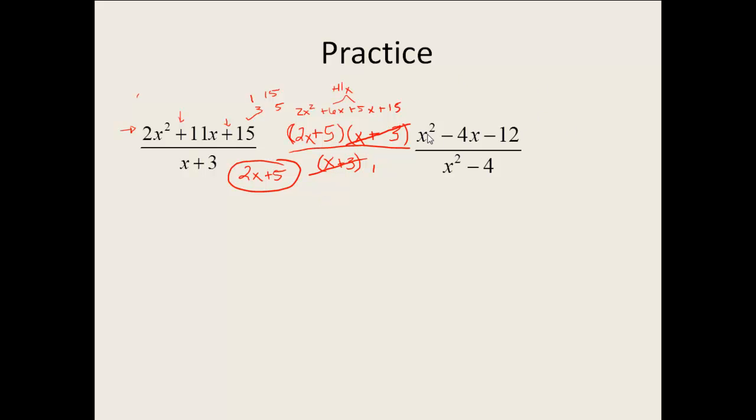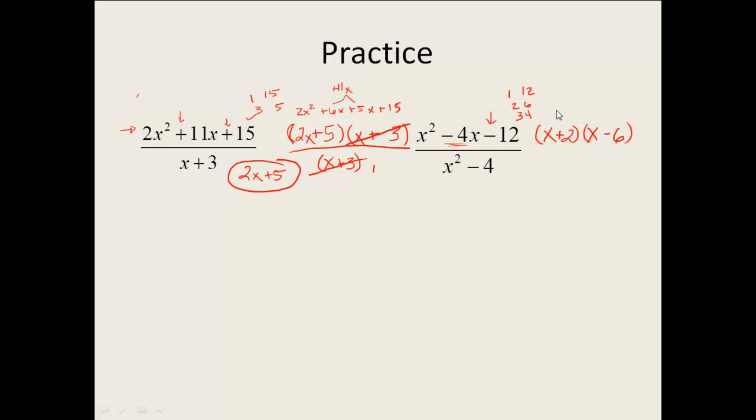Same type of thing going on here. I've got to try to factor out the top. So I'm going to use x and x. The minus sign tells me that the signs are different. So I'm going to have a plus and I'm going to have a minus. Now my factors of 12 are 1 and 12, 2 and 6, 3 and 4. I'm going to use the 2 and the 6 because they're going to get me to a negative 4.